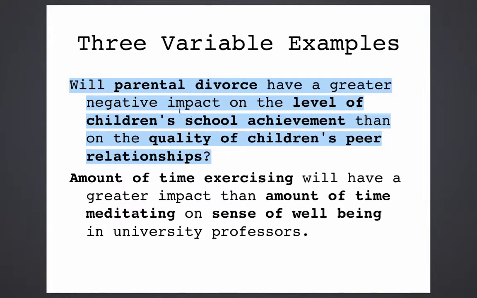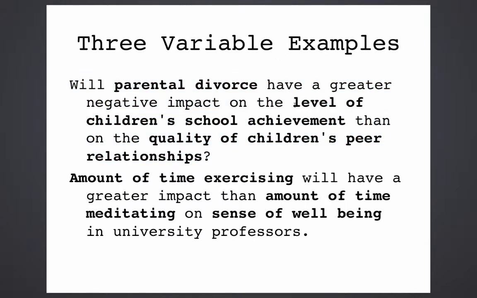And so the theory that I'm building in my head is that you have parental divorce with 2 arrows coming out of it, pointing at level of children's school achievement and quality of the children's peer relationships. And so this hypothesis is about comparing the impact of parental divorce on these 2 dependent variables.